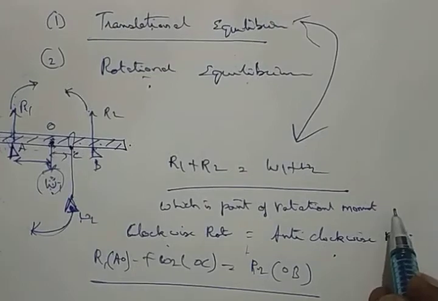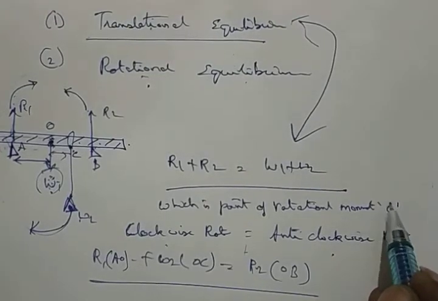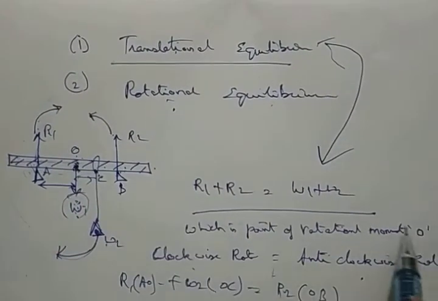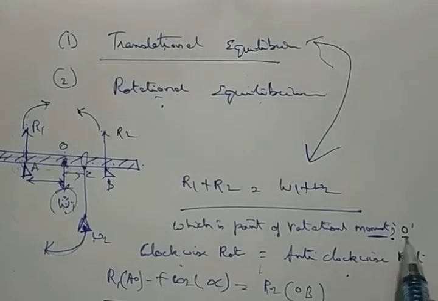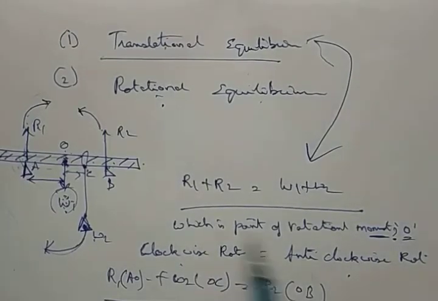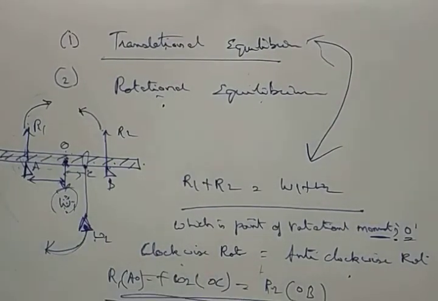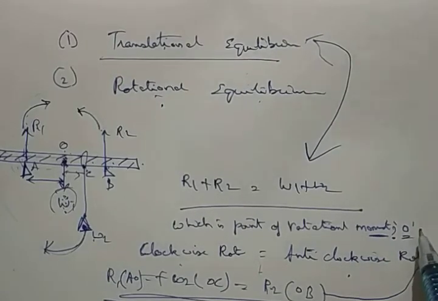So considering the moment at O, the point here is O. So what is that? O is the point here. The whole thing here has become valid only because the O point is being considered.